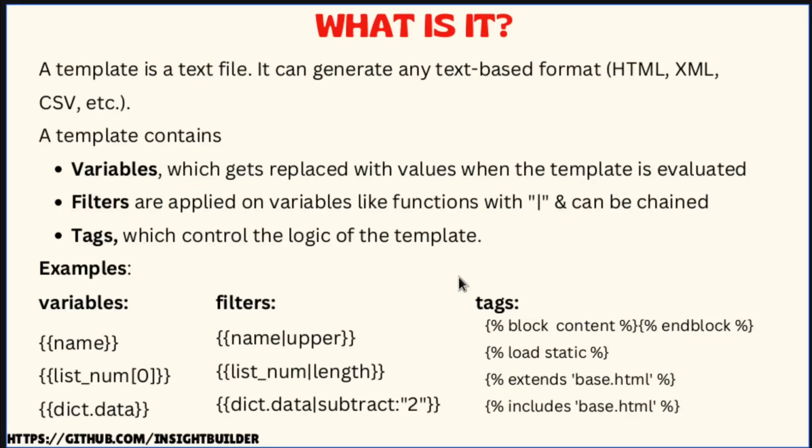A template contains three important parts: a variable, filter, and tags. Variables are things that get replaced by their values when the template is evaluated or rendered. Filters are like functions that get applied on the variables that get evaluated. So by default, this filter can work on any of the variables that get sent to the page. Third, you have tags. Tags are the control and the loop support of the templates.